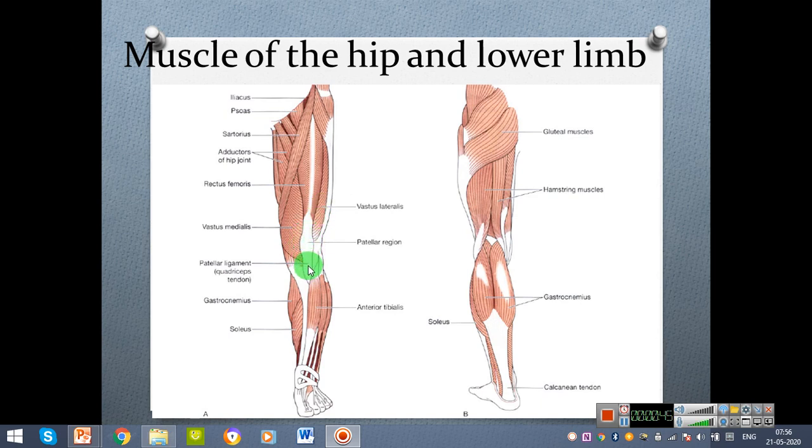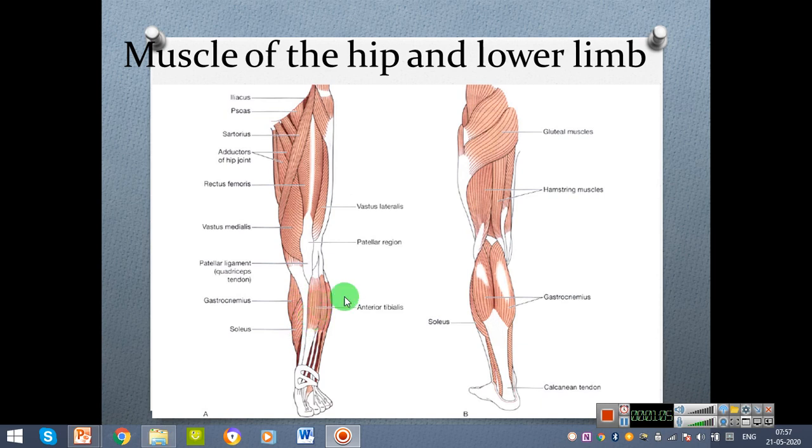This is the patella region. Patella is here. This is the patella ligament. Quadriceps tendon. Then gastrocnemius muscle, soleus muscle, anterior tibialis muscle.